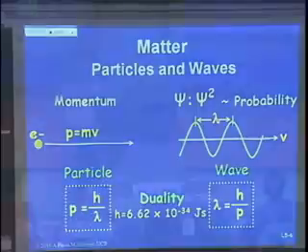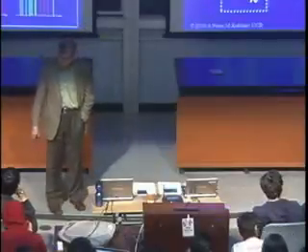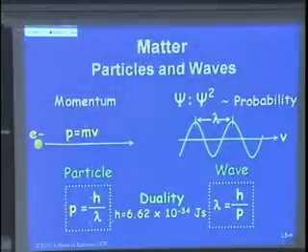So I can calculate the wavelengths for any particle. I can calculate your wavelengths, because you have momentum. I use this here, and you would have that wavelength. It would be incredibly small, though, so it would make no sense whatsoever.